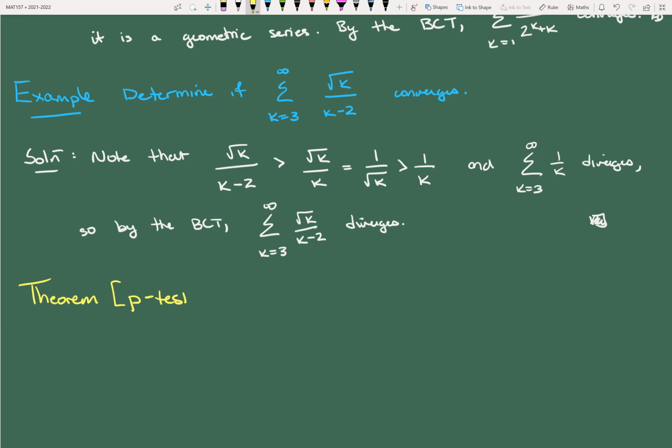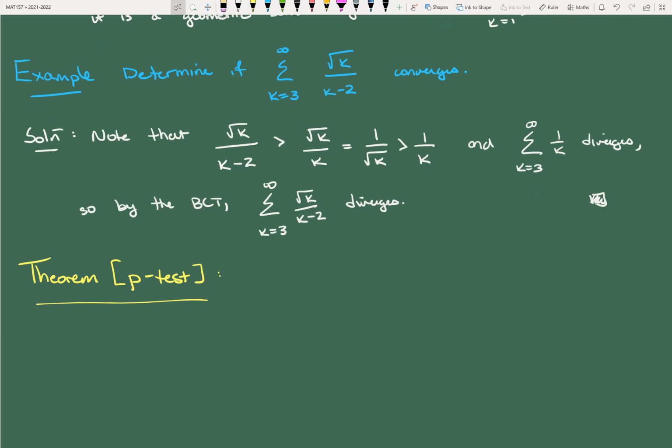So first things first, let's now prove the p-test. The p-test statement is pretty simple. It's the exact same as it is for improper integrals. The series of 1 over k to the p converges if and only if p is strictly greater than 1. When we did this for improper integrals, it was no problem because we could explicitly figure out what the integral of 1 over x to the power of p was.